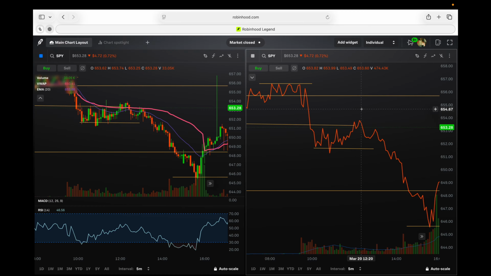So what's the difference between the candlestick chart and the line chart? Why would we even need both of these? Some traders don't. I like to use both of these charts just because the candlestick chart actually gives me the price action for a period of time.